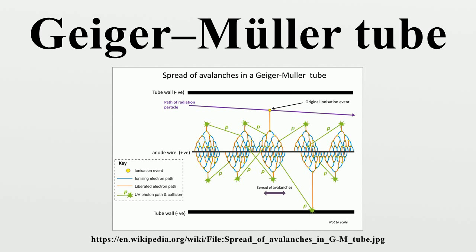For a particular tube geometry and operating voltage, this termination always occurs when a certain number of avalanches have been created. Therefore, the pulses from the tube are always of the same magnitude regardless of the energy of the initiating particle. Consequently, there is no radiation energy information in the pulses, which means the Geiger-Müller tube cannot be used to generate spectral information about the incident radiation.